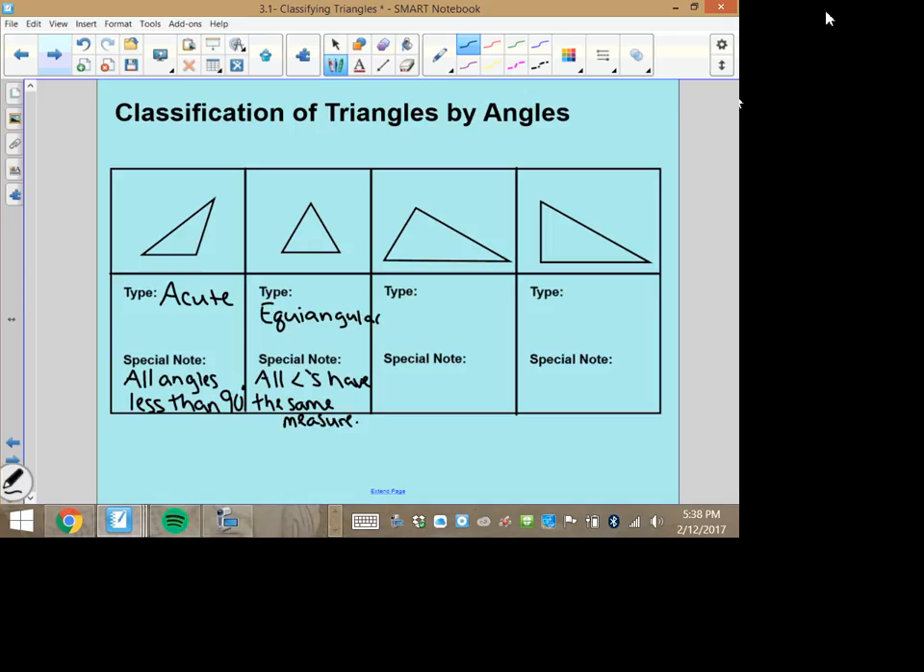We also have an obtuse triangle. Because note, we have an obtuse angle, so one angle is greater than 90 degrees. And then we have a right triangle. And so therefore we have one angle of 90 degrees.